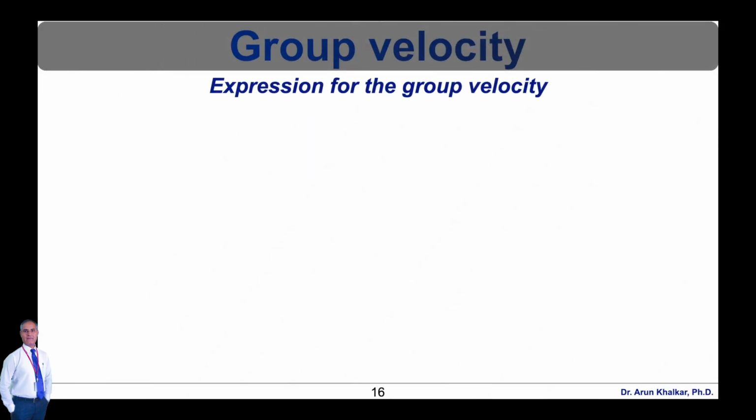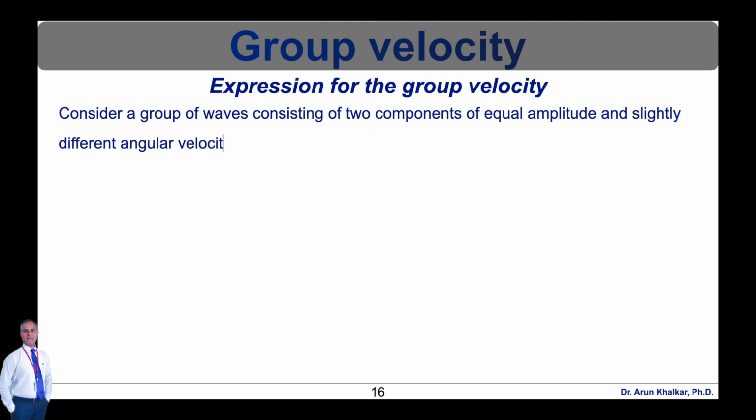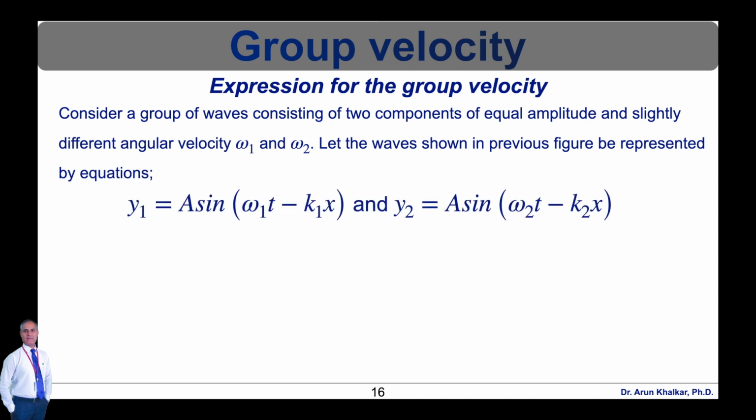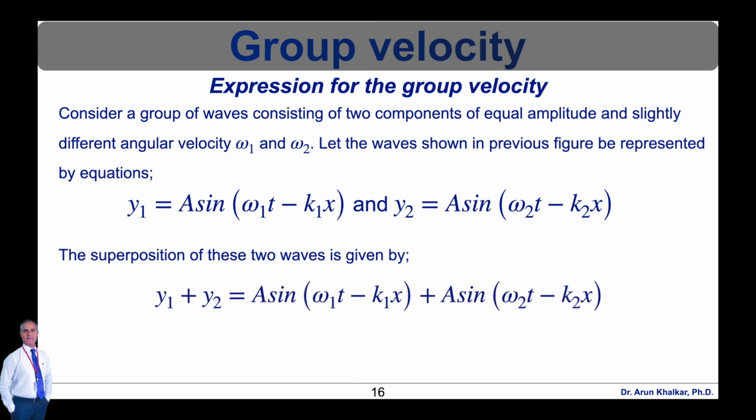Now let's see the expression for the group velocity. Consider a group of waves consisting of two components of equal amplitude and slightly different angular velocity, let's say omega 1 and omega 2. Let the waves shown in the previous figure be represented by equations y1 is equal to a sine of omega 1 t minus k1 x, and y2 is equal to a sine of omega 2 t minus k2 x. The superposition of these two waves is given by simply addition of these two equations.